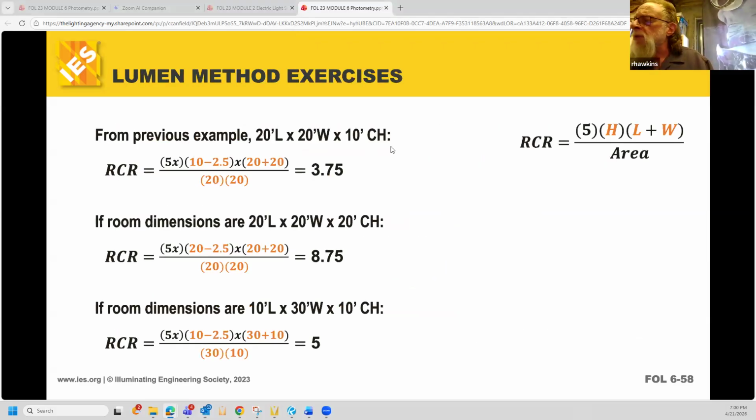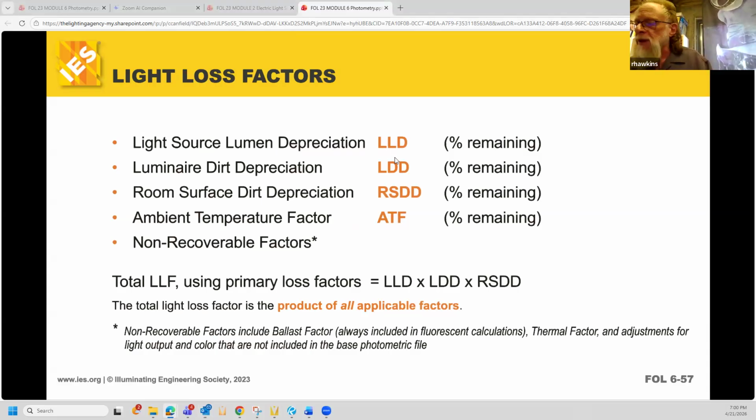All right. We talked about room cavity ratios. We talked about our light loss factors, both luminaire dirt, room surface dirt, and lamp lumen depreciation. This number's gotten quite small, lamp lumen depreciation, depending on when you decide to do your calcs. We used to have a standard one for everything, and now it's all different. So you have to pick a spot in time and figure that out, right?